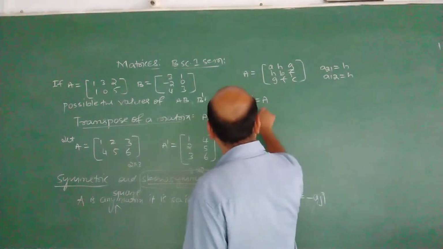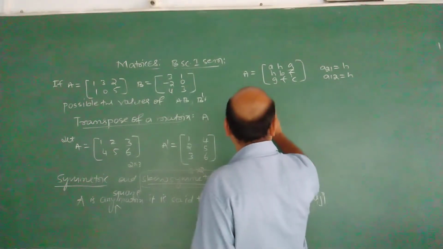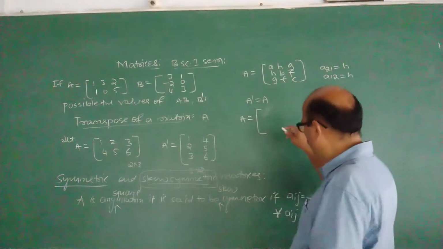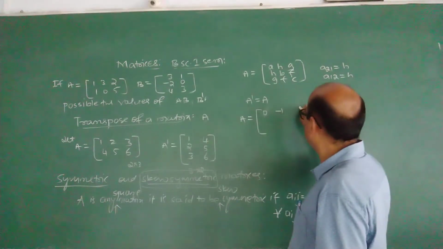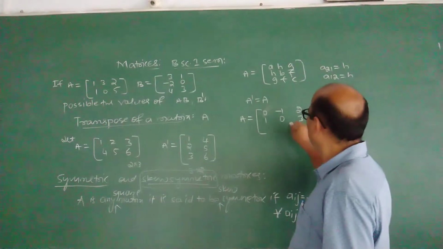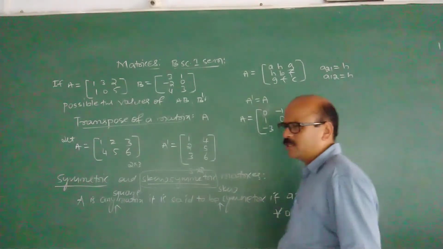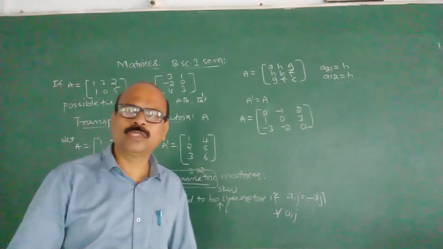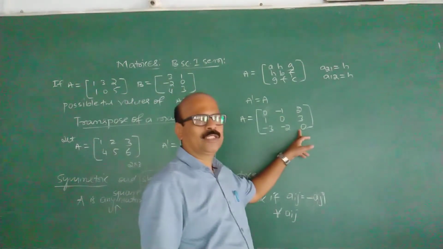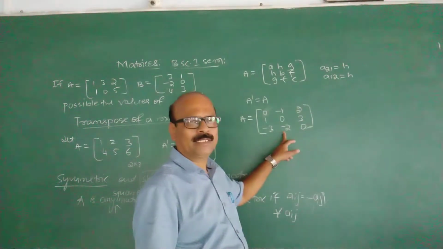Example, suppose A is 0 minus 1 2, 1 0 3, minus 2 minus 3 0. It is a skew symmetric matrix because the diagonal elements must be 0 in a skew symmetric matrix. We can easily prove that one. All the diagonal elements are 0.